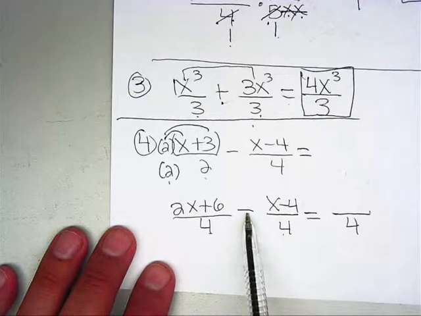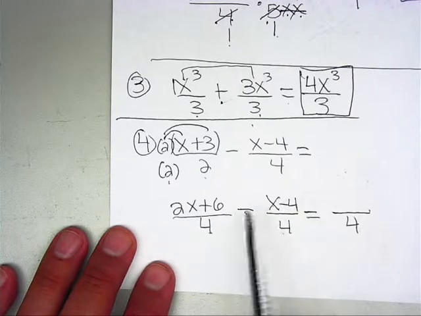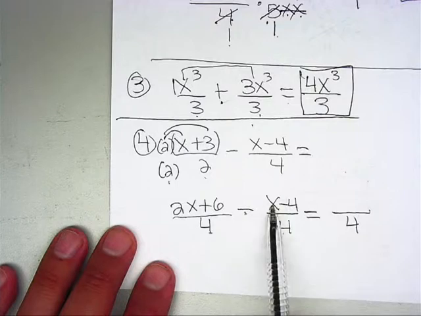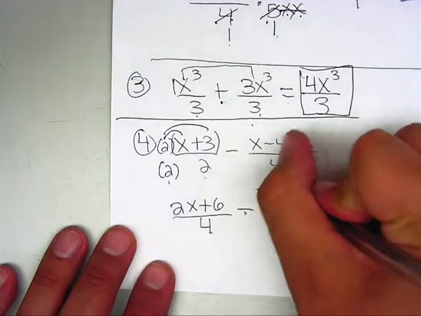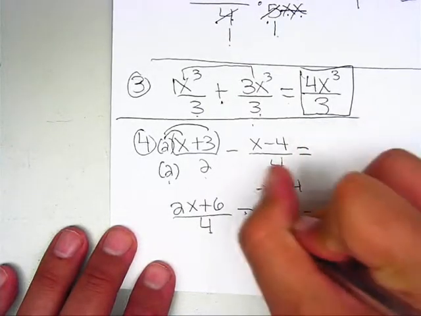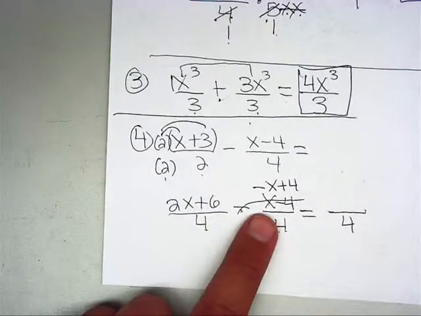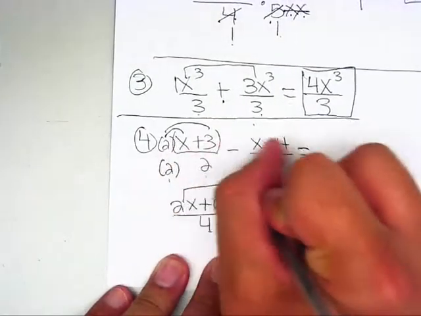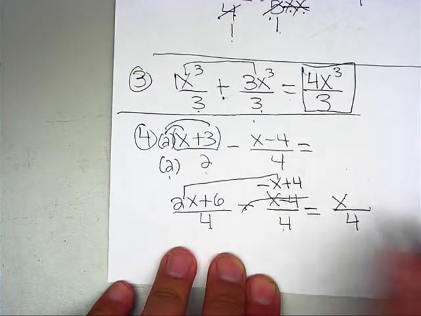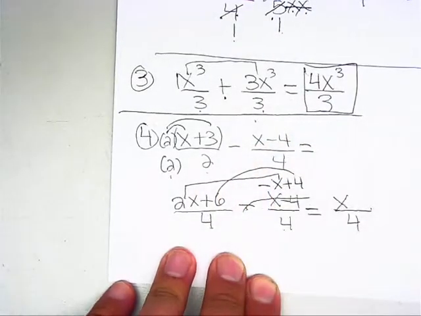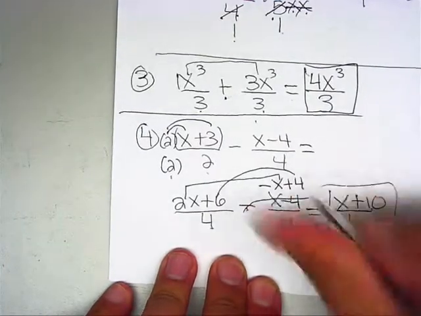But remember, I need to distribute the subtract sign to the right-hand side. When I distribute the subtract sign, it's going to change the signs of x and negative 4. So it's going to be negative x and positive 4, and we don't need to worry about this part anymore. So subtracting across the top, 2x subtracted by 1x gives me x. Positive 6 plus 4 gives me plus 10. There's our answer.